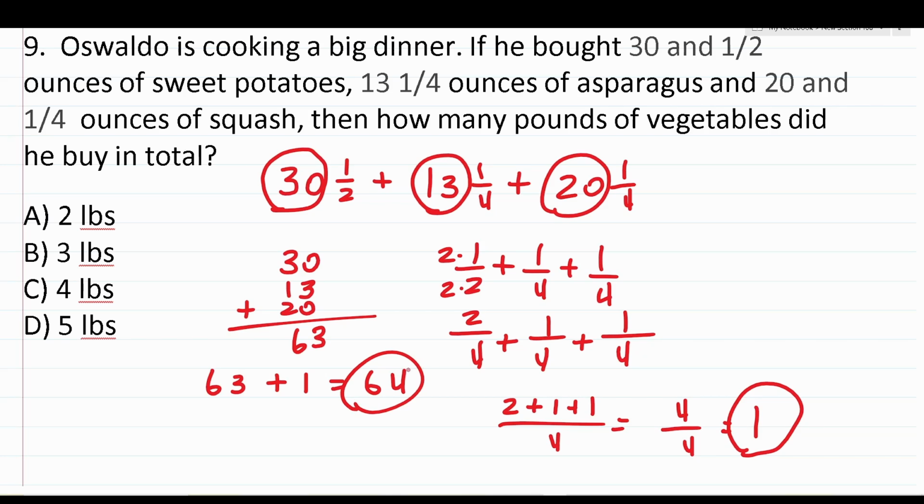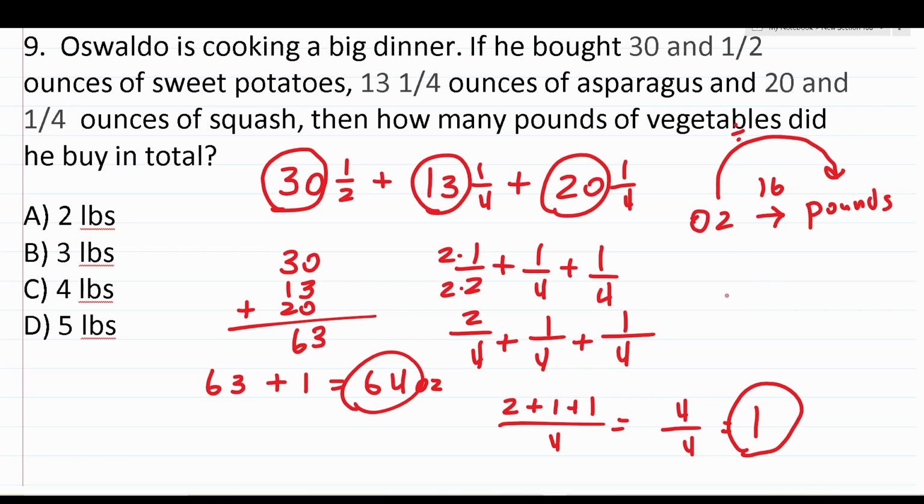All right, so now we got to convert our 64 ounces of vegetables to be in terms of pounds. And for that, you have to know this. We have ounces and pounds. We're going from ounces to pounds, so we're going to be doing division. What are we going to divide by? Well, there are 16 ounces in every pound, so we're going to be dividing by 16.